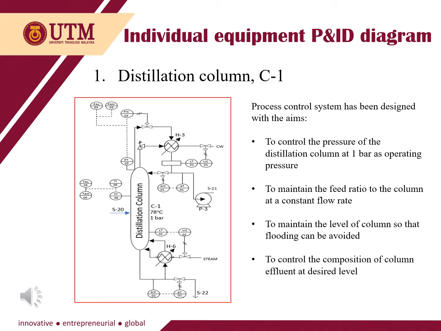So what does PT mean? It means pressure transmitter. PIC means pressure indicating controller. PIH means pressure alarm high. PIL indicates pressure alarm low. LT is level transmitter. LIC is level indicating controller. AT is composition transmitter, and AIC is composition indicating controller. This process control has also been applied the same for the azeotropic column and recovery column.